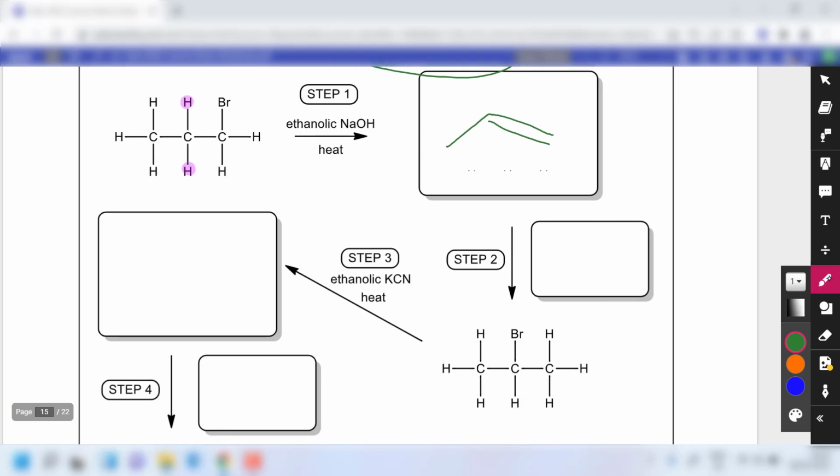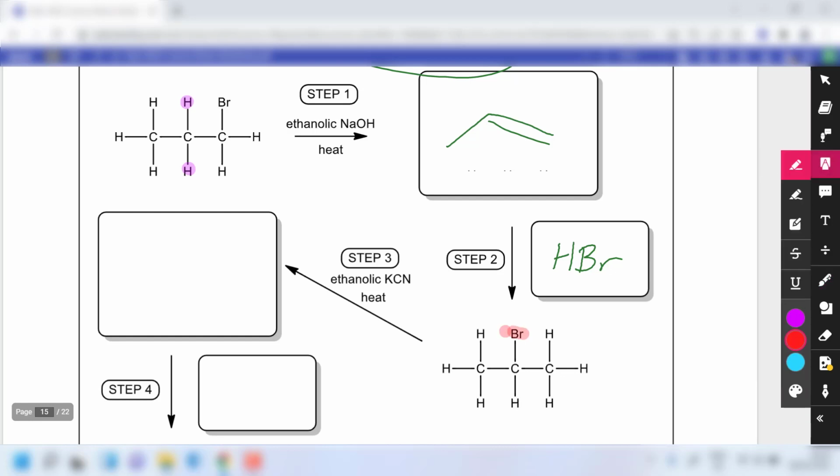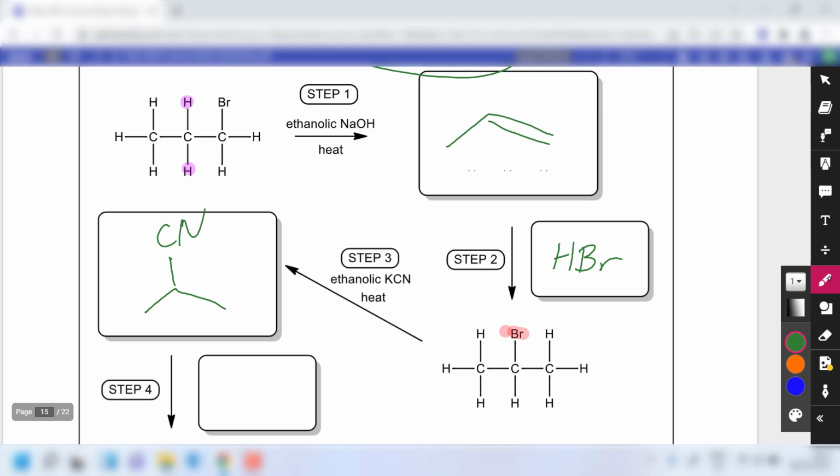Then next, you notice that the Br is now added to the middle. So this is what we commonly call electrophilic addition of HBr, because in the process a secondary carbocation is being formed, and then after that the bromide will undergo a nucleophilic attack towards the secondary carbocation to give you this secondary bromoalkane. And then with ethanolic KCN, you know that ethanolic KCN replaces the bromo group. So in this case I'm going to get a CN here.